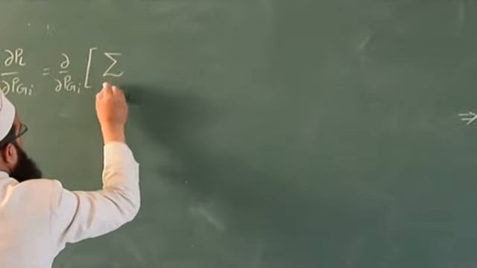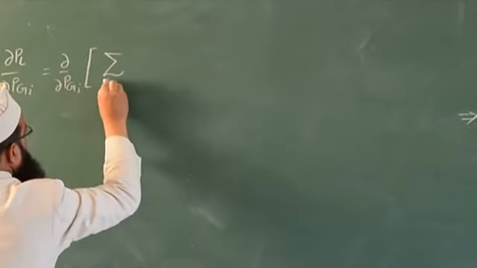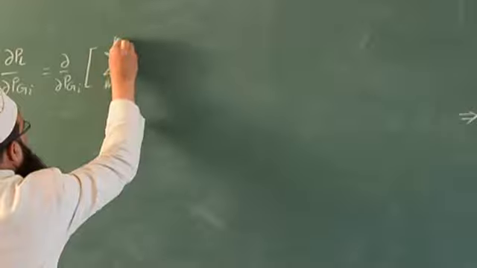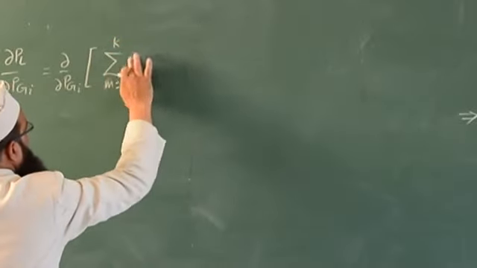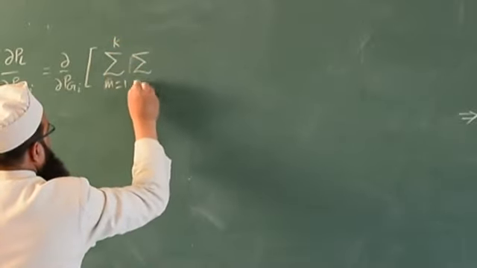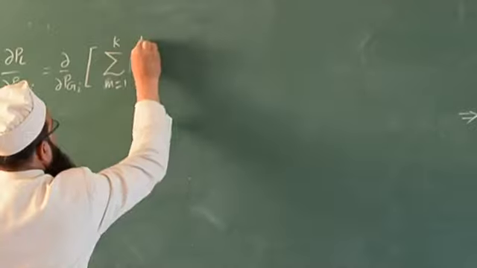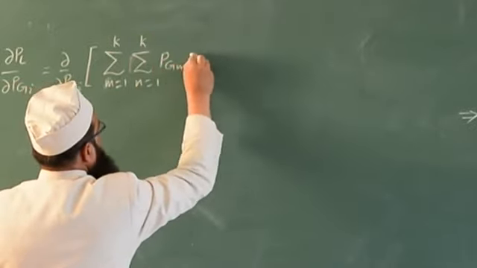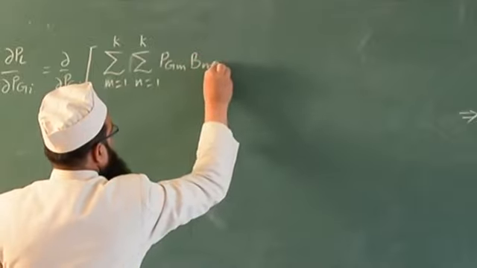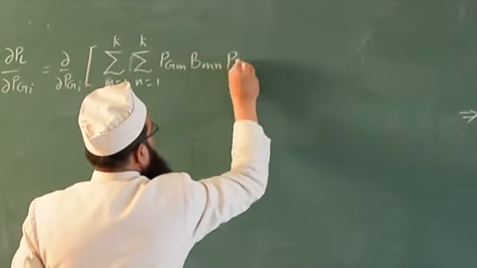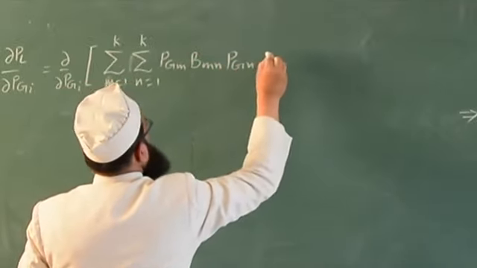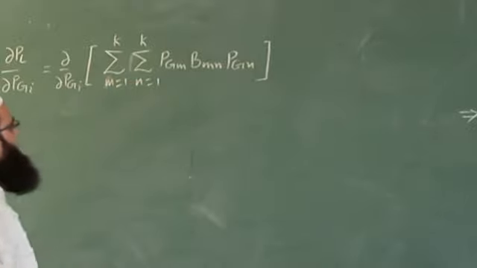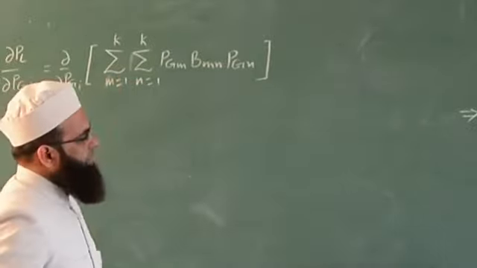So for a K plant system we have the summation from m is equal to 1 to K, summation from n is equal to 1 to K, PGM BMN PGN. So PL can be written as this one, we have already discussed it.